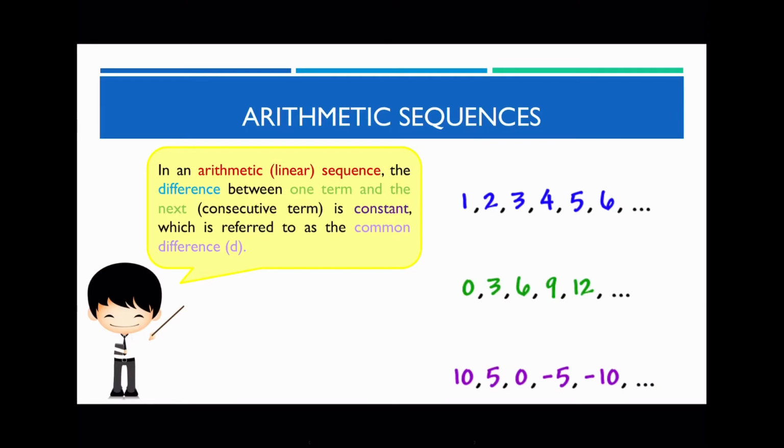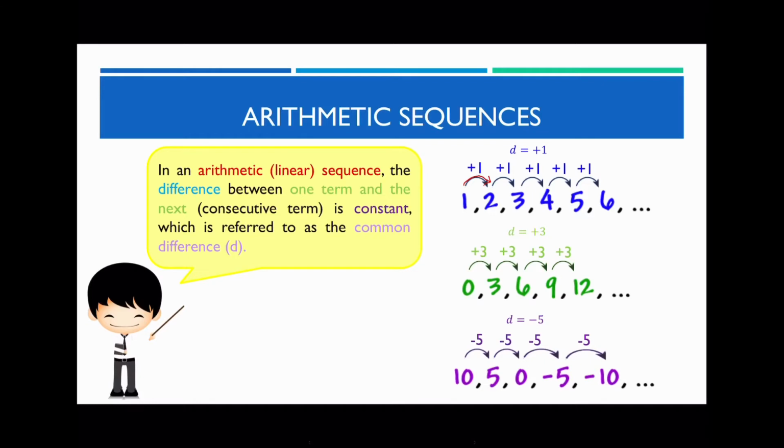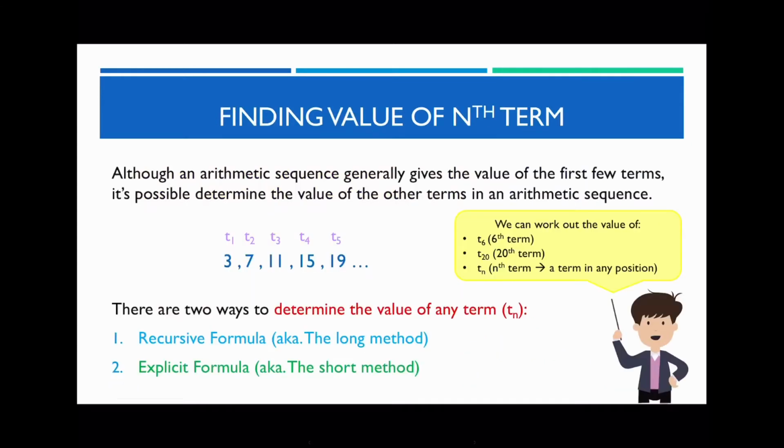This slide pretty much summarizes what an arithmetic sequence is. It's where the difference between one term and the successive or consecutive term is a common difference. Therefore the rate at which it goes up or down is the same. For this example, it goes up constantly by +1, which is a characteristic feature of an arithmetic sequence. This one goes up by +3, and this one goes down by the same rate, -5. This amount is what we refer to as the common difference.